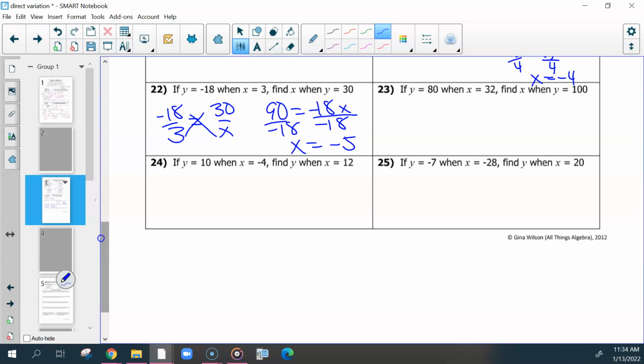I could double check, make sure that works. Negative 18 over 3 is negative 6. 30 over negative 5 is negative 6. That works. Questions on that one?